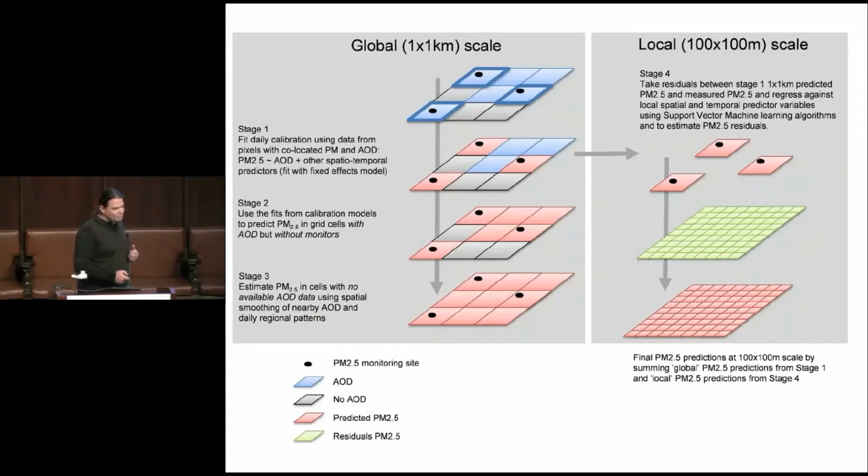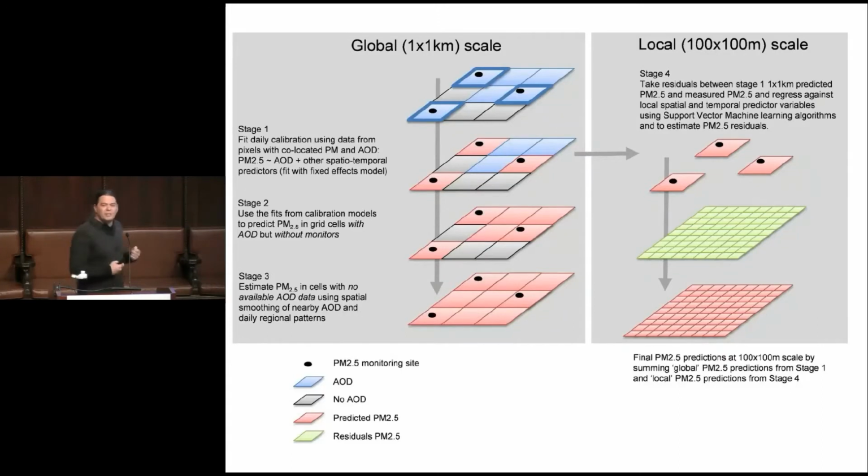And the way we do this is quite simple. We start with a calibration stage. We talked about how AOD is in this column of air, but we're interested in the surface level, what people are breathing. So we incorporate these spatiotemporal variables to calibrate the AOD data with PM. This is our first stage, where we regress the PM data versus AOD data and the spatiotemporal predictors. Once we have this relationship, we can go to areas where we don't have PM stations but do have satellite data and predict to these points.